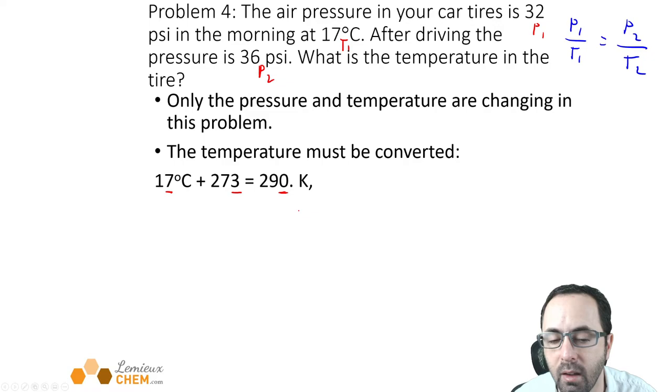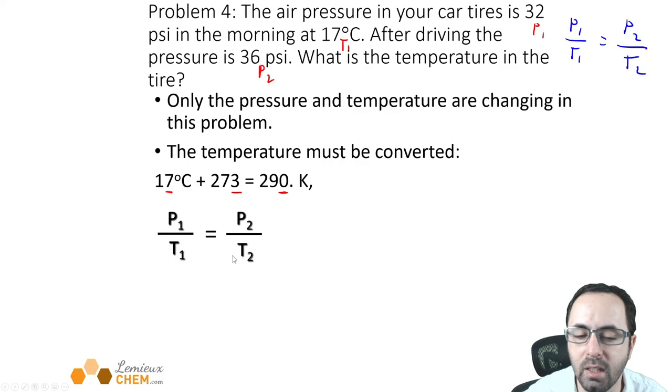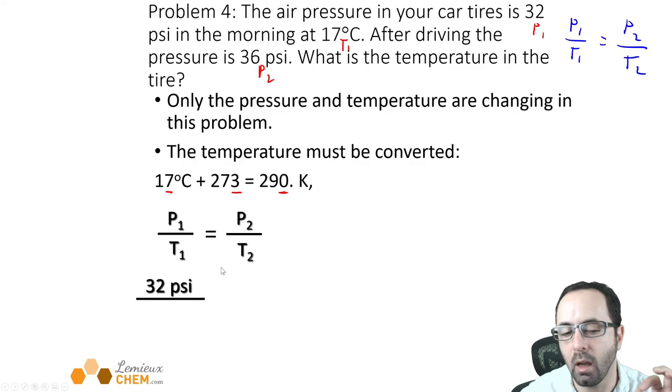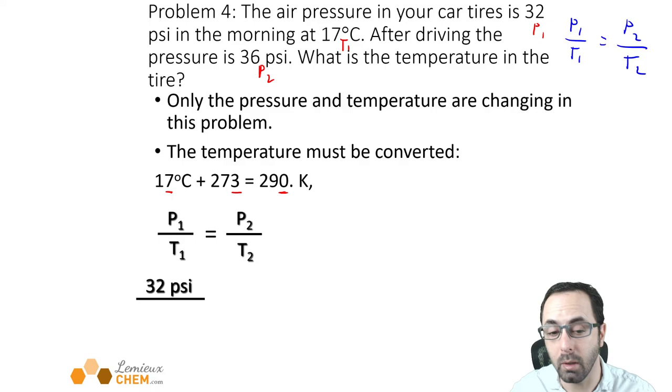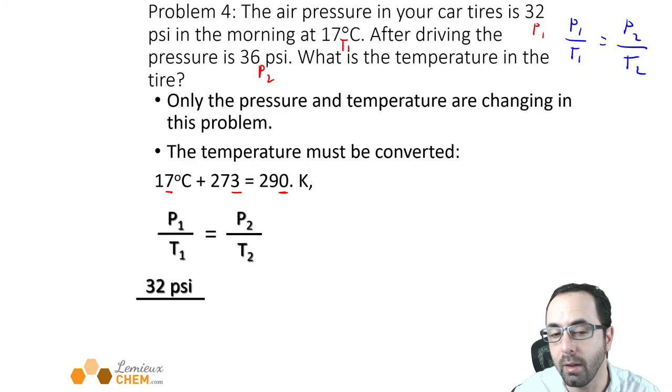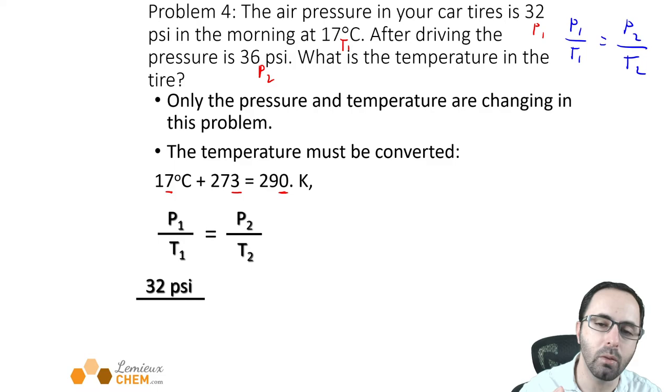Now we're going to be applying P1 over T1 equals P2 over T2, and so we're going to be plugging in our values. Our P1 is 32 PSI, or pounds per square inch. There's another thing I want to point out here: PSI is not one of the units that we've been using. It's not atmospheres. It's not millimeters mercury. For this kind of problem with the combined gas law, it doesn't matter what units you're using, as long as the units are consistent and they cancel correctly. So that's another reason why you really need to keep your units in these problems. Make sure that you do.